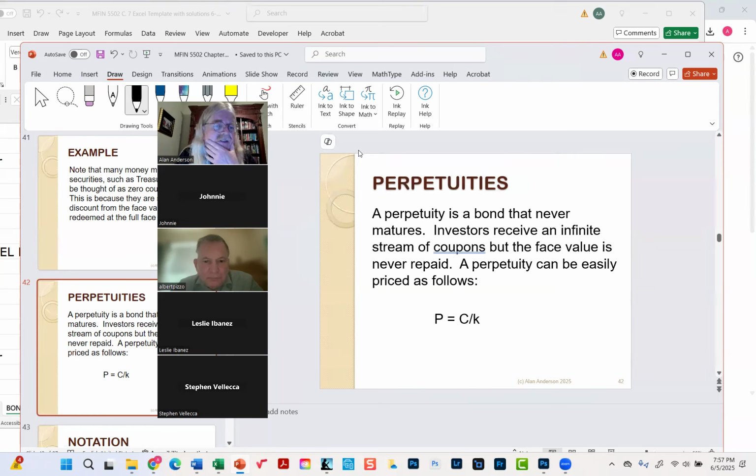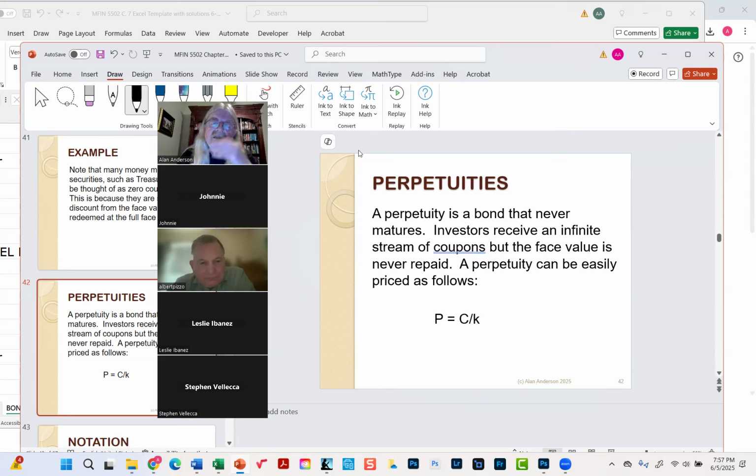The British government issued these during the Napoleonic Wars. I can't think of any other examples, but you're just paying for an infinite stream of coupon payments. And so the price is simple. It's C, the coupon payment over the yield.